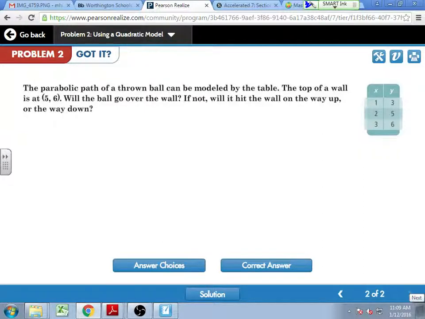What we want to know is, will the ball go over this wall? So we don't want that point to be on our parabola. We want our parabola to go over that point. Wait, don't you mean under? The top of the wall is at 5'6". Will the ball go over the wall?